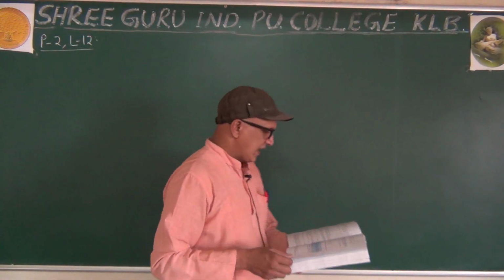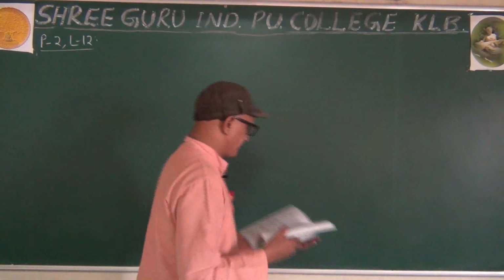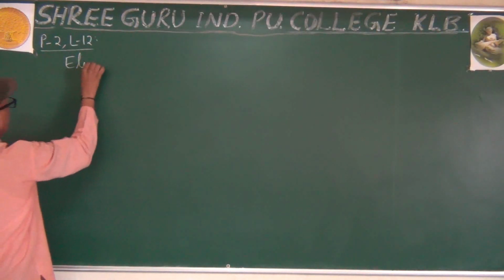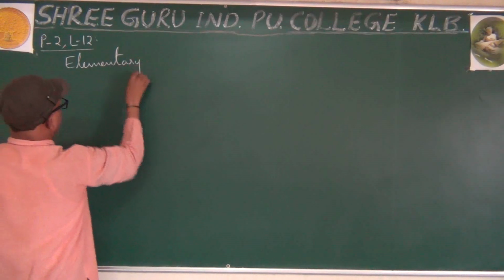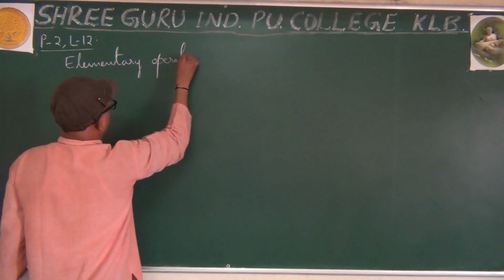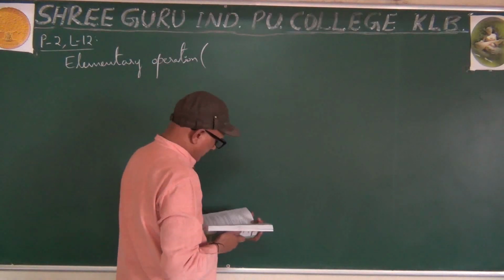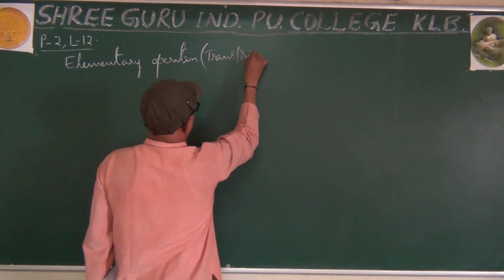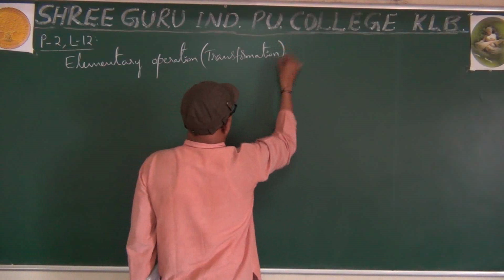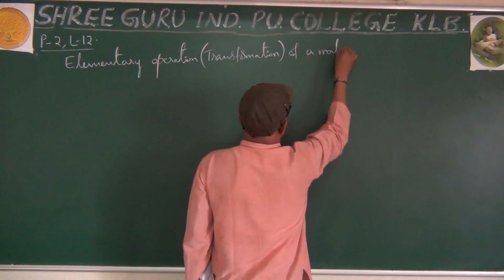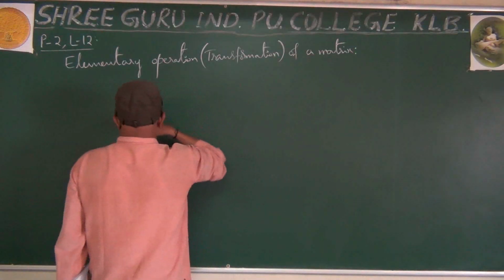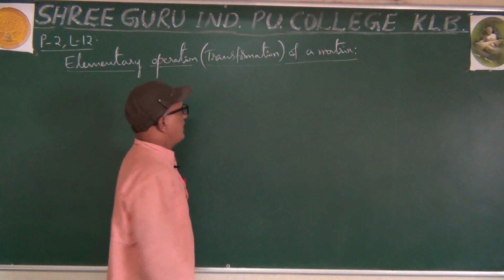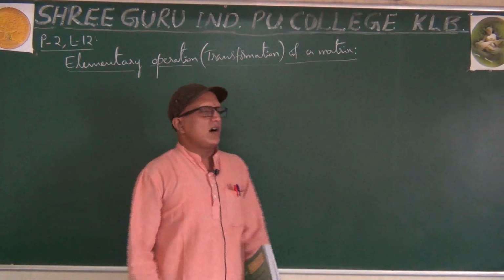What are the rules? Elementary operation, in brackets, transformation of a matrix.